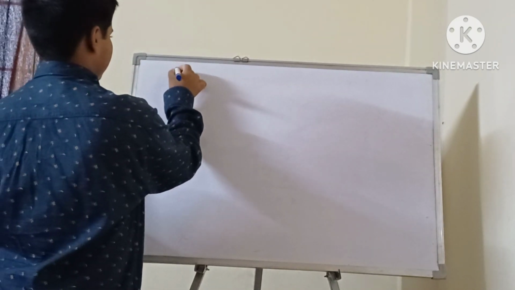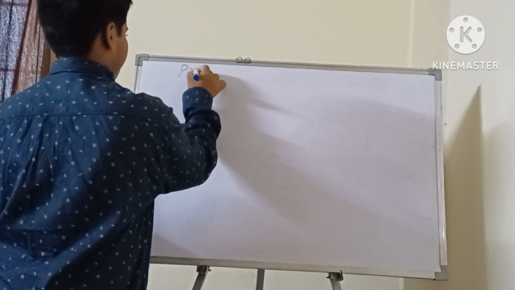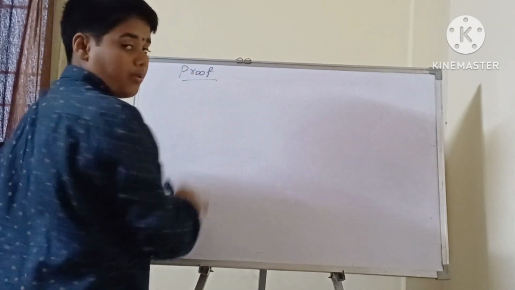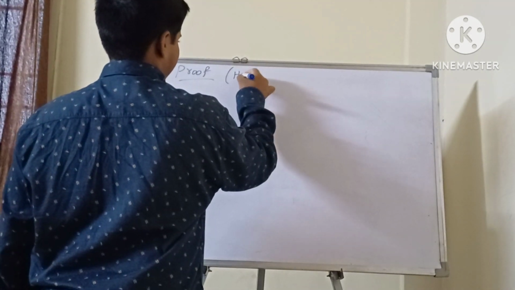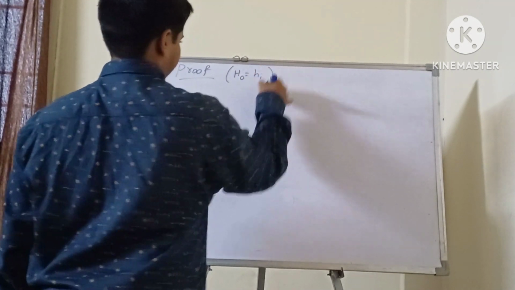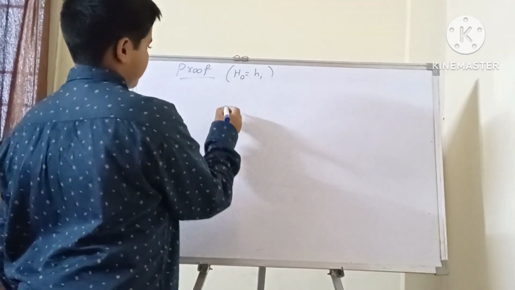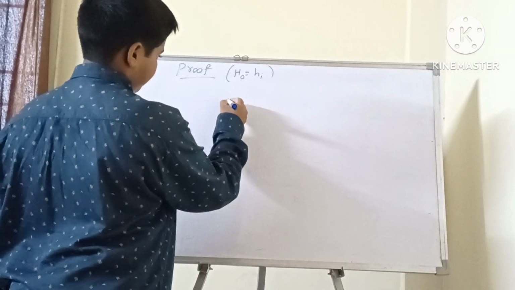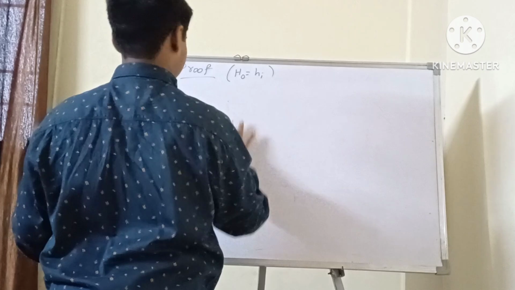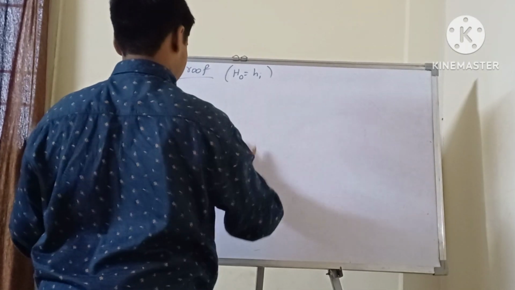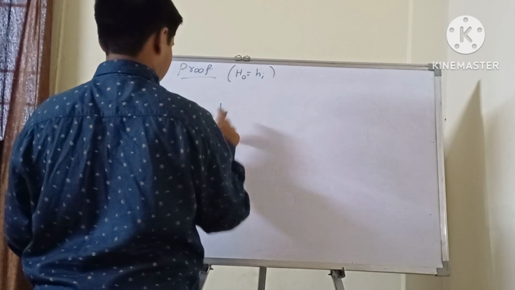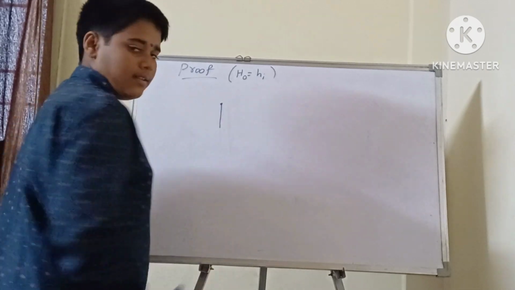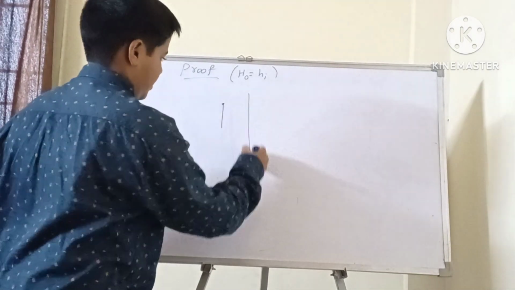So in this, here is the proof for object height is equal to image height. I am taking a pencil, this is a pencil and this is a mirror.